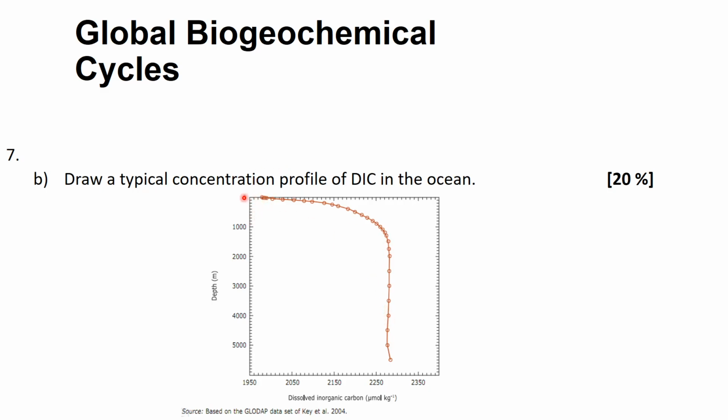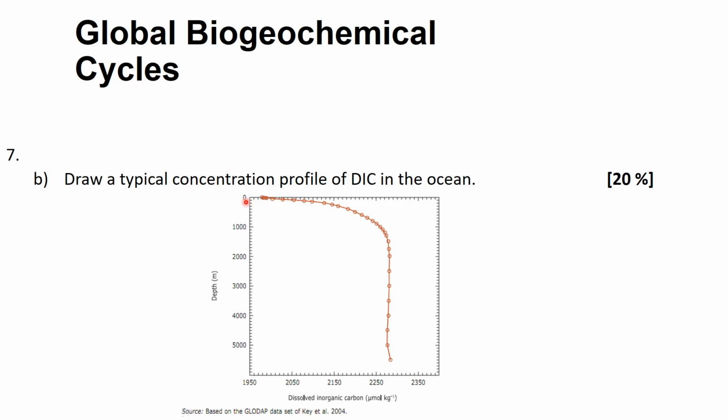So the important thing is that the concentration in the surface is low, increases with depth, and then is relatively constant in the deep ocean, but it does not go to zero. So the axis doesn't go to zero. So these are the important things we're looking at.